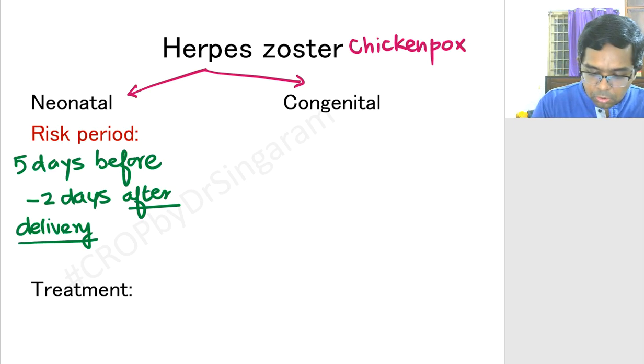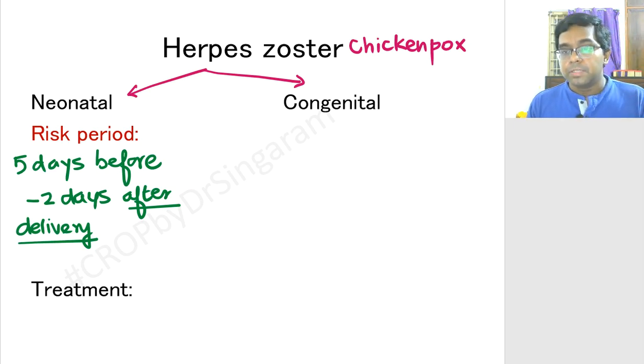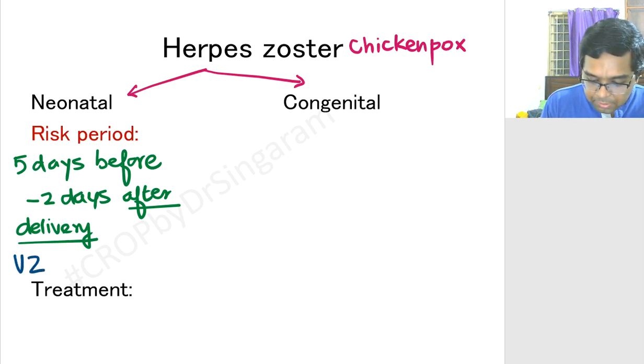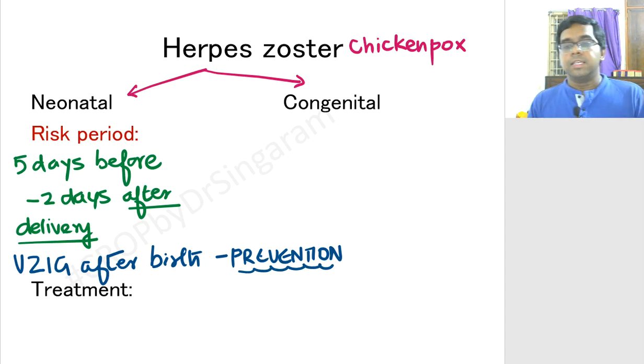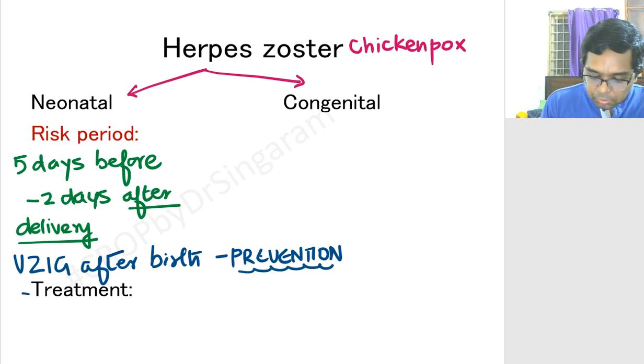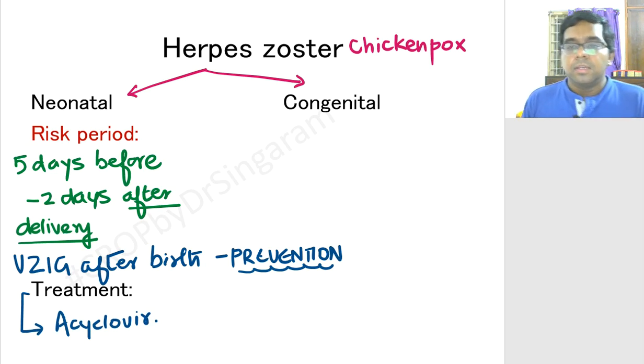So that is why all these group of babies who are expected to develop the neonatal herpes zoster are supposed to be given varicella zoster immunoglobulin after birth. Okay, this is a sort of prevention from the development of chickenpox infection, right? It's a prevention aspect. Now, unfortunately, a baby has already developed herpes zoster. Then what are you going to do? Well, you all know the treatment. The treatment is going to be acyclovir. Okay, fine. Now, look at the next type.